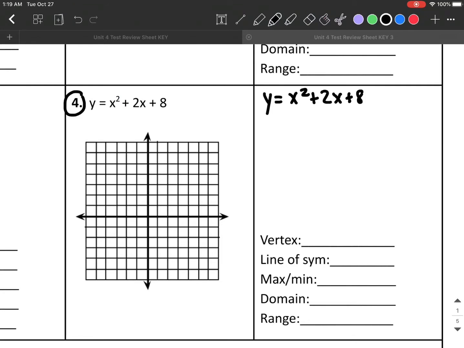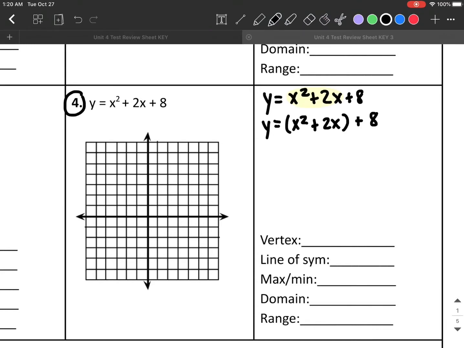First thing I'm going to do is focus in on the x squared and 2x. I'm focusing in on my x squared and x terms when I'm completing the square. I want to separate it from the constant that's there. So I'm going to separate it by putting it in parentheses. So I have x squared plus 2x in parentheses, and then the constant is going to be on the outside.